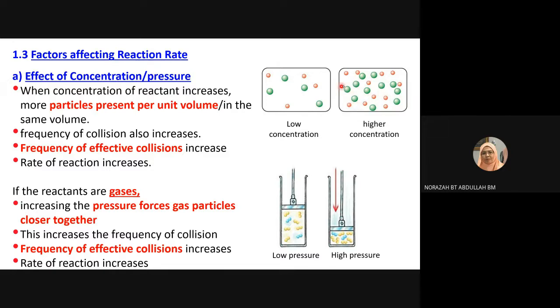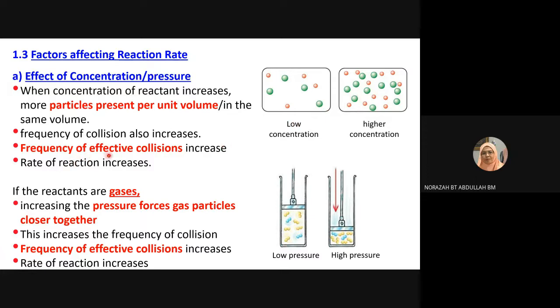So for higher concentration, since more particles are present per unit volume, so there will be more frequency of collision lah. Molecules tu nampak lagi banyak yang ada dalam isi padu yang sama with the low concentration. Dari nampak lebih banyak particles present. So akan lebih senang berlanggar.